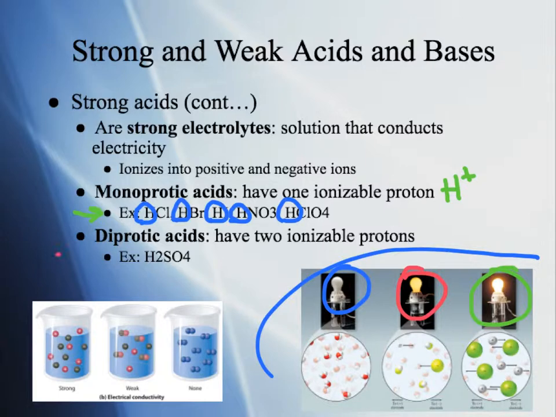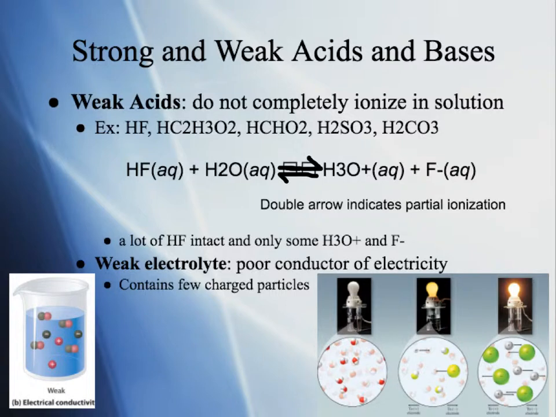Diprotic acids, di means two, so they have two ionizable protons. We can see in H2SO4 the two H's out front are both going to be ionizable. They're going to be able to react with water to make the H3O plus ion. So those are the two main characteristics of strong acids. They completely ionize in water, so they don't have any intact molecules anymore, and they are strong electrolytes. They can conduct electricity very well.